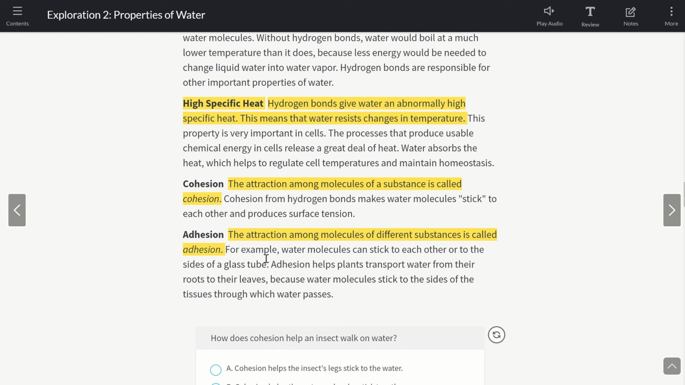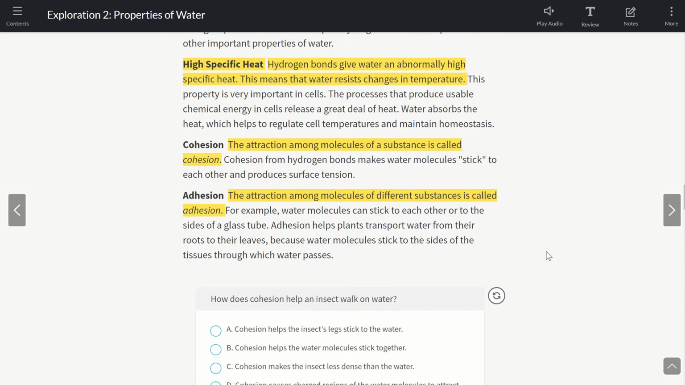Another important word is adhesion. If cohesion is where the molecules stick to each other, adhesion is where they're sticking to other substances. For example, you might see a water droplet slide down the side of a glass. The reason it doesn't just fall off the glass is because of adhesion. The water molecules actually stick to the side of their container due to those hydrogen bonds.